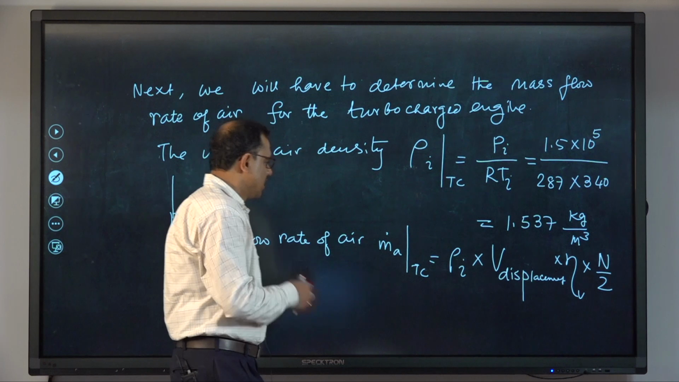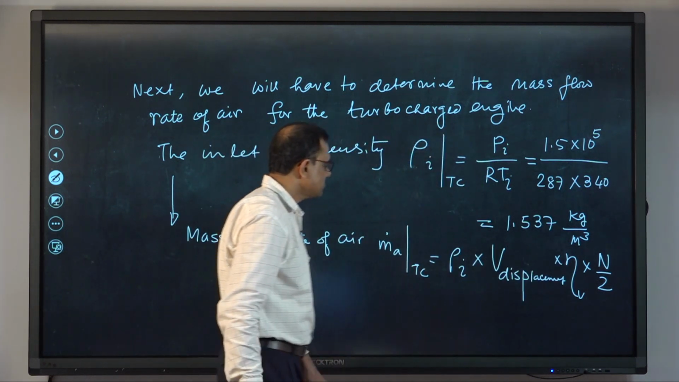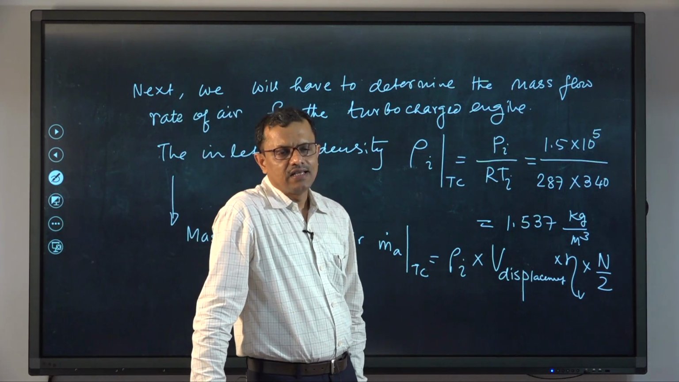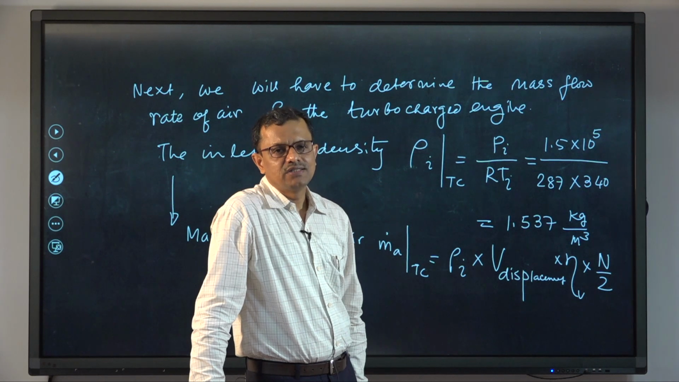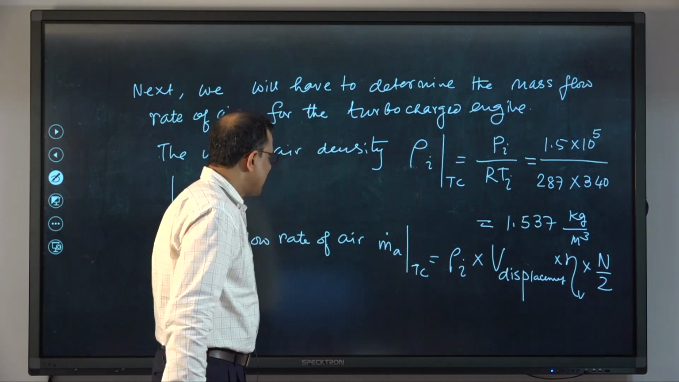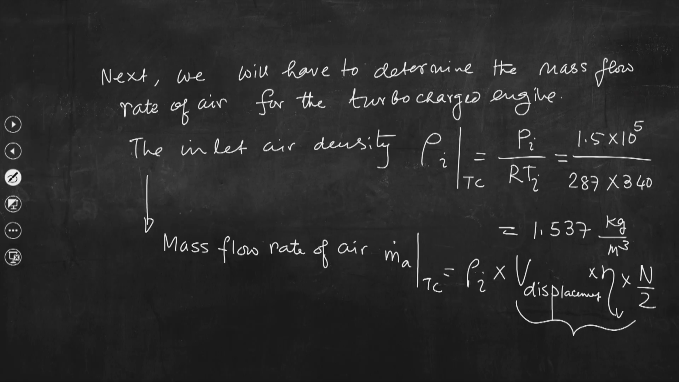Here n is RPS, and the volumetric efficiency is multiplied, because we know very well that volumetric efficiency is nothing but the actual mass of air drawn into the engine cylinder to the theoretical mass that should have been drawn into the engine cylinder. So, the theoretical amount of air that should have been drawn into the cylinder is the displacement volume into eta V.